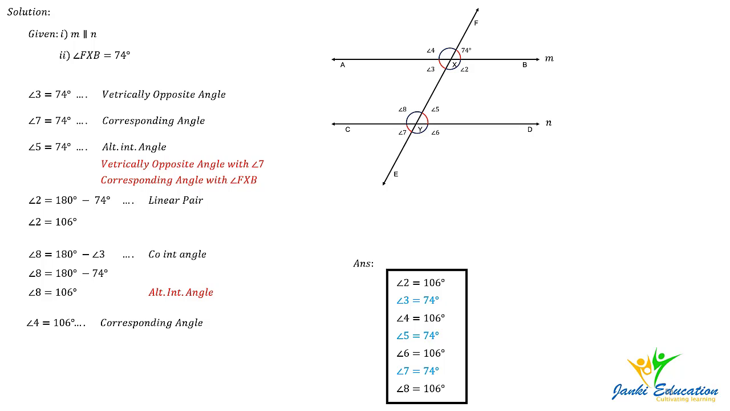As well, there may be two other possibilities, that angle 5 and angle 7 are also vertically opposite angle, and it is corresponding angle 2 with this 74. So this way you can write your answer and solve the question.